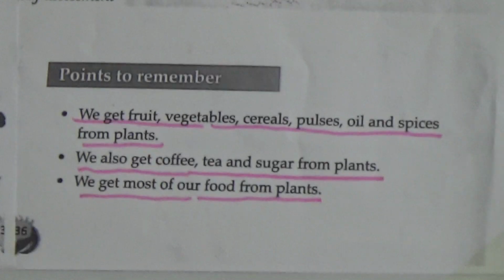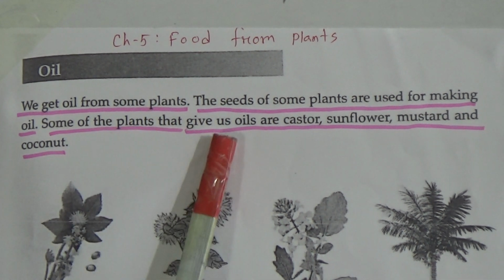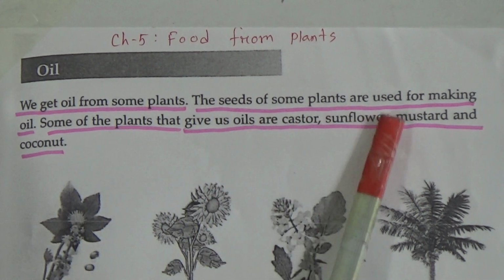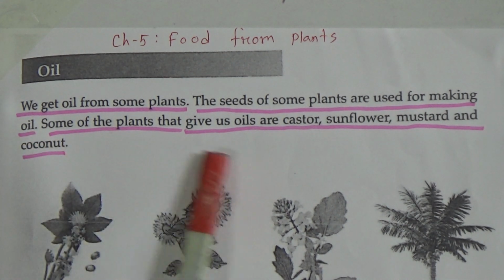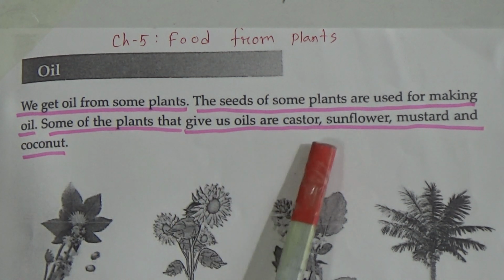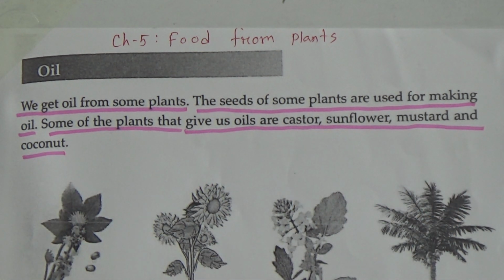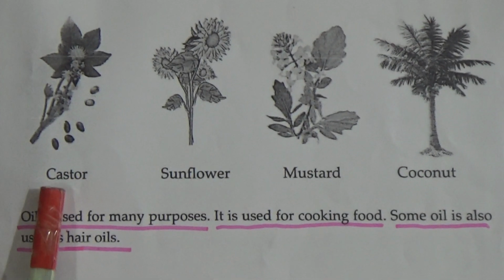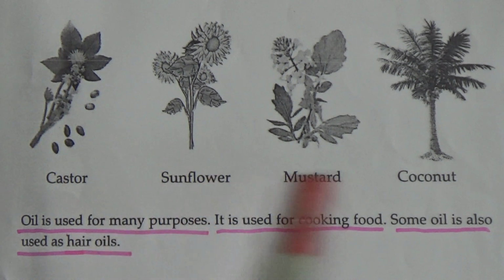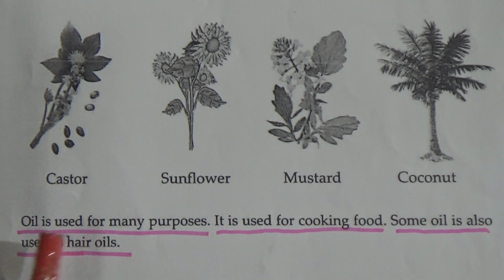My dear students, I am repeating this topic again. Oil. We get oil from some plants. The seeds of some plants are used for making oil. Some of the plants that give us oils are castor, sunflower, mustard and coconut. And these are the examples of oil plants. We get oil from these plants: castor, sunflower, mustard and this is coconut.